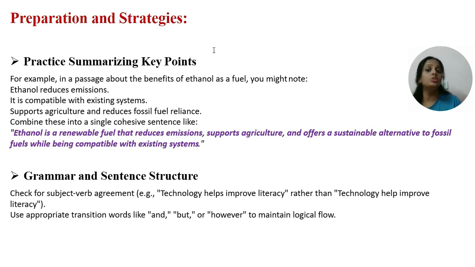So remember to use proper punctuation appropriately and check for subject-verb agreement. Example, technology helps improve literacy rather than technology help improve literacy. You know, right? So this is the correct one. Technology helps improve literacy. Always make sure that the subject and the verb agree in a sentence. And use appropriate transition words like and, but, or however to maintain a logical flow.